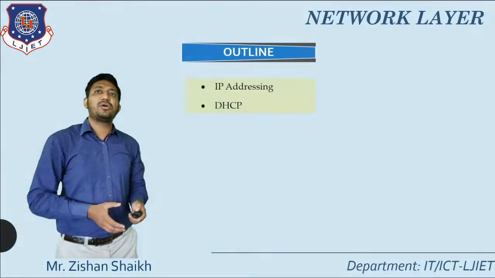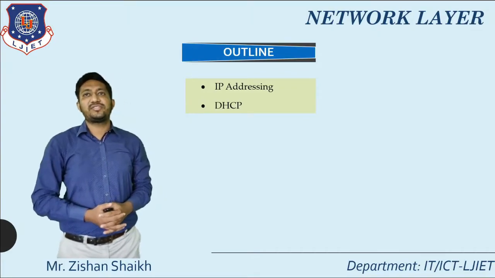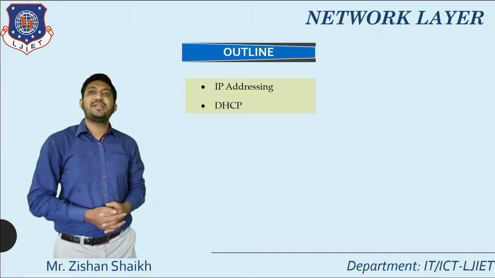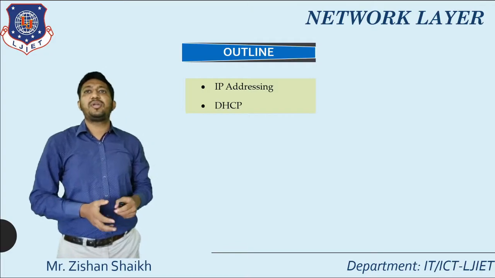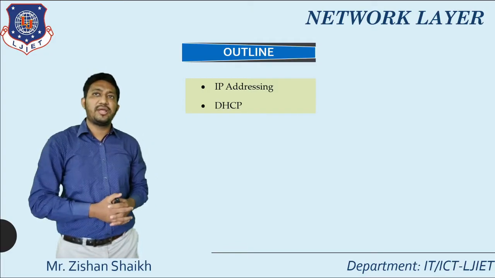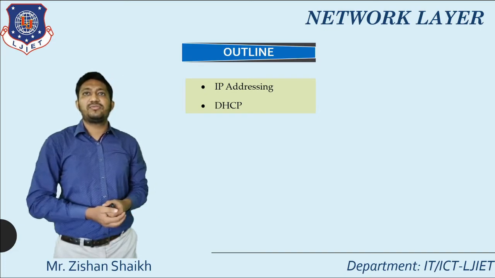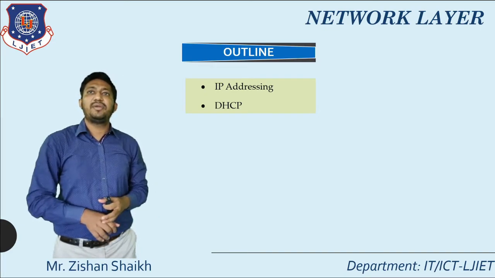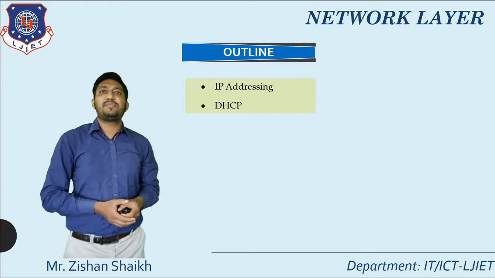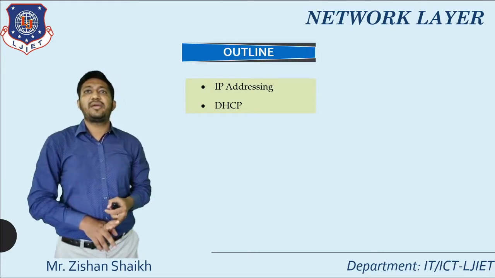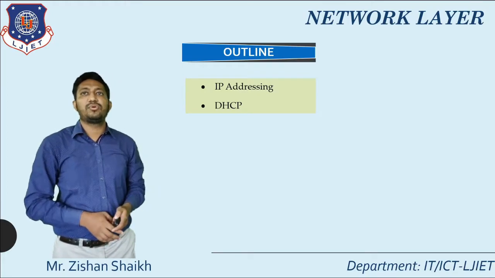So, when we talk about the network layer in the OSI or TCP/IP model, basically it provides the service of routing the packets from one host to the next host. The network layer contains many protocols, for example ARP, RARP, IP. From that, I will explain here the IP addressing technique and then after that the DHCP protocol.